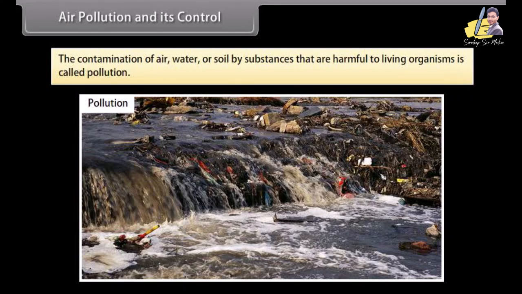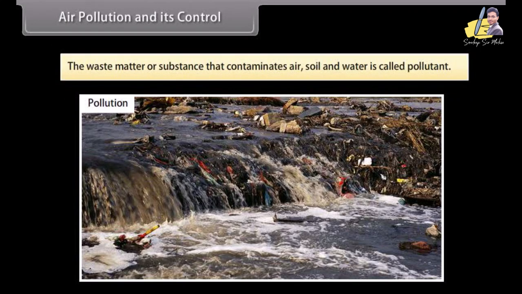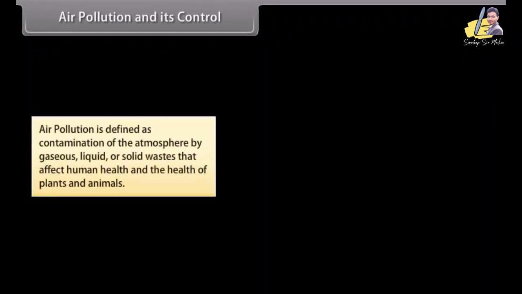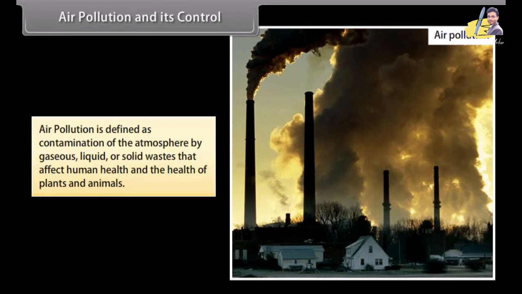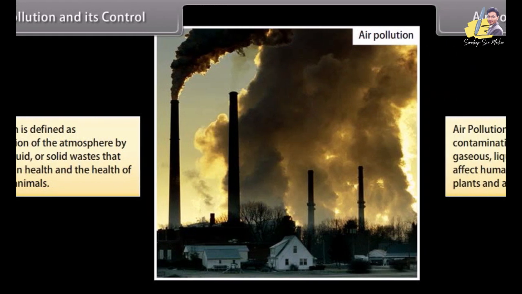called pollution. The waste matter or substance that contaminates air, soil and water is called a pollutant. Air pollution is defined as contamination of the atmosphere by gaseous, liquid or solid waste that affects human health and the health of plants and animals.